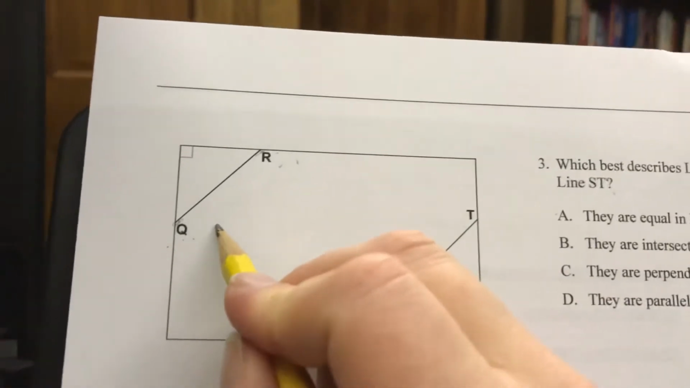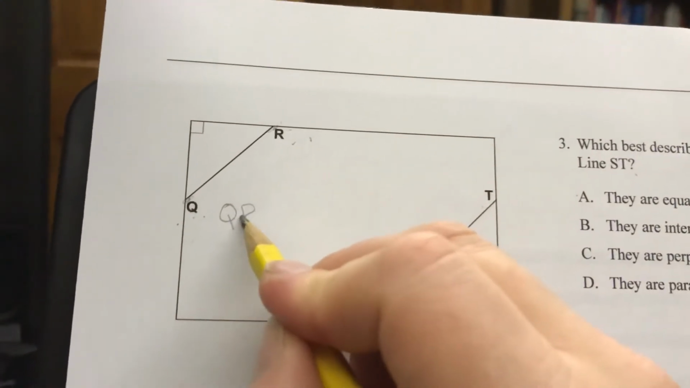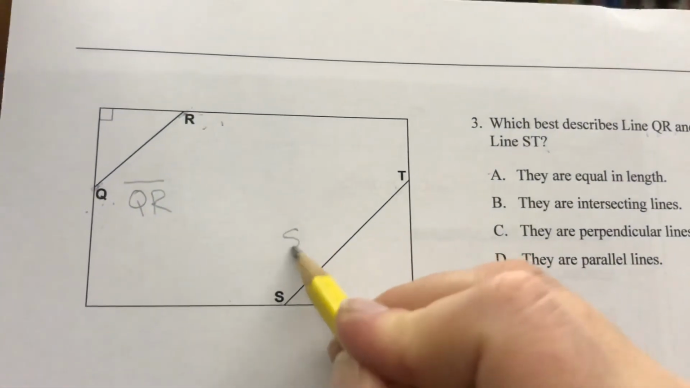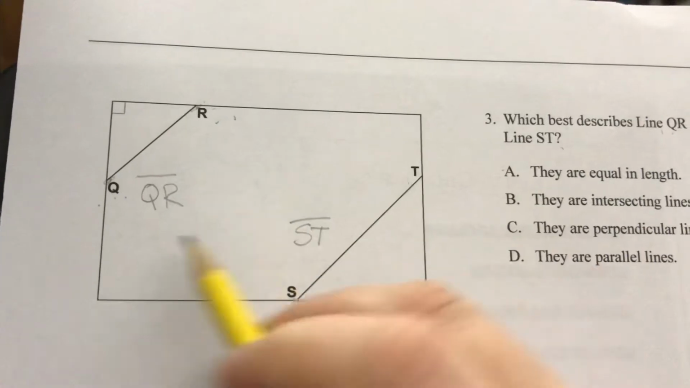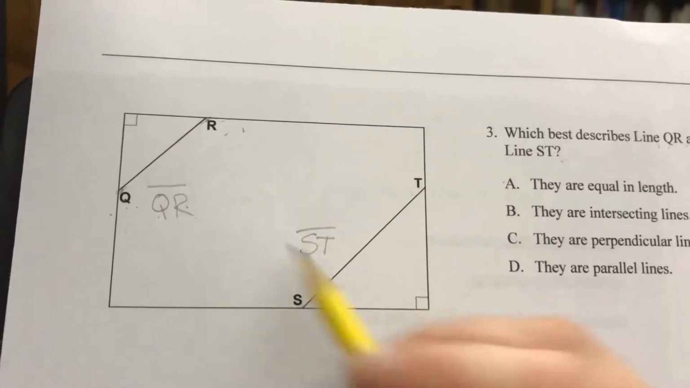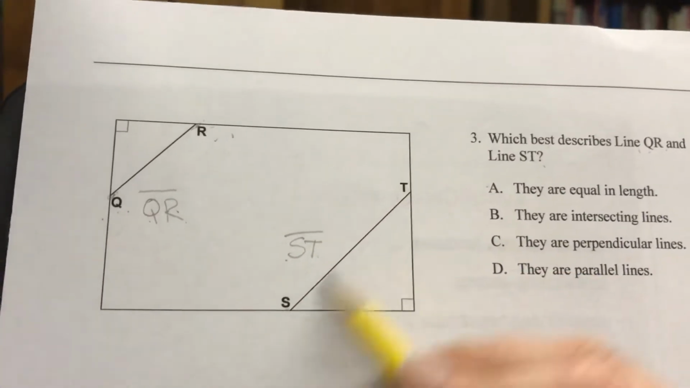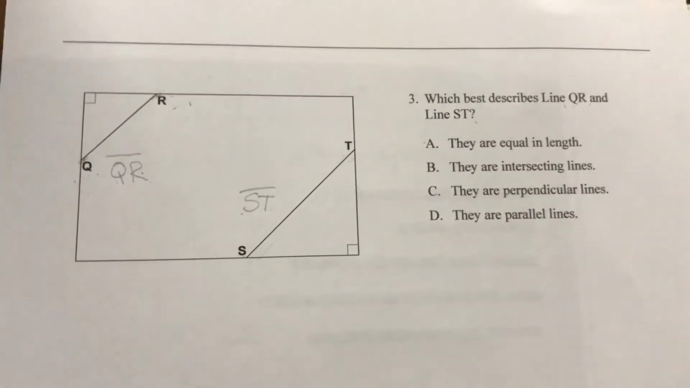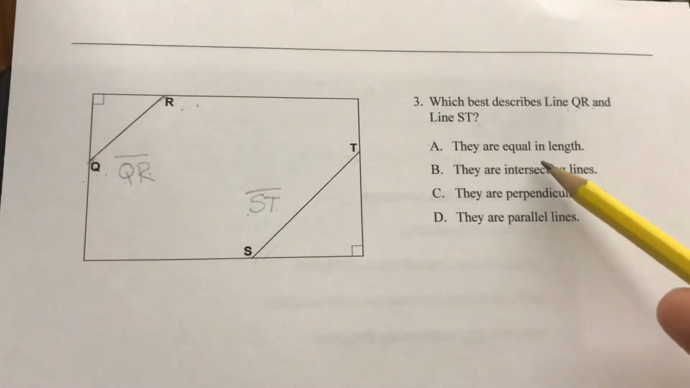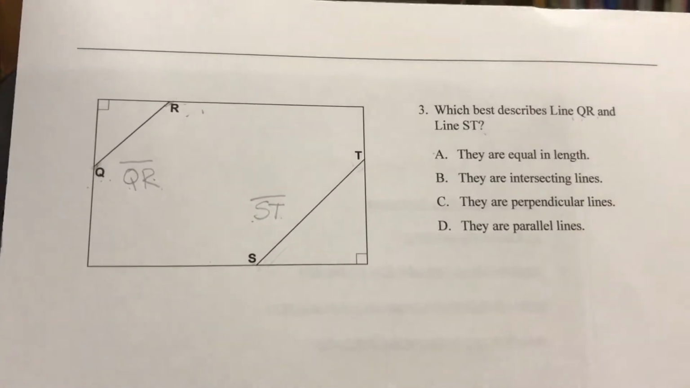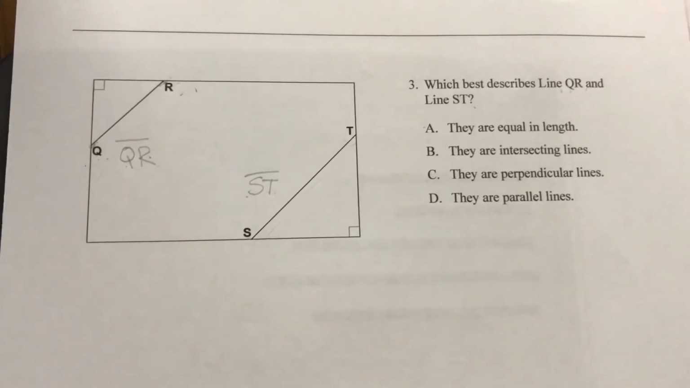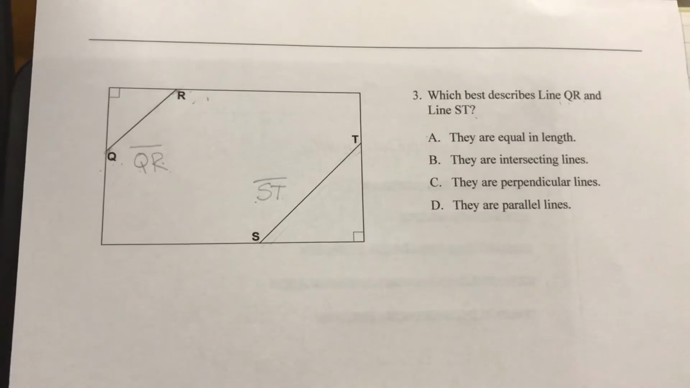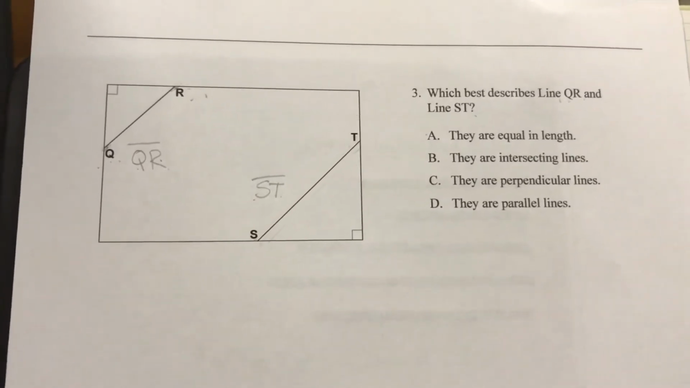Now sometimes you might see them written like this, QR, and a line to show that it's a segment, a part of a line, and ST, like that, and they go alphabetically. Q comes before R and S comes before T. So this is the name of each line segment. Okay, so which best describes them? Are they equal, intersecting, perpendicular, or parallel? So this one is a test of your vocabulary as well as your geometry. Pause the video, answer the question, and we'll check the answer when we come back.